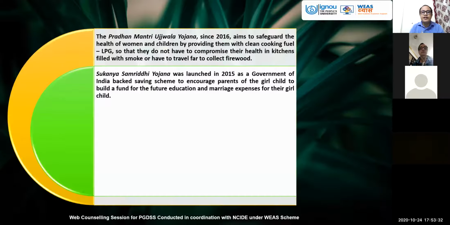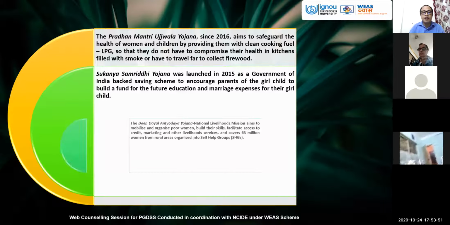Another is Sukanya Samriddhi Yojana, which backs the girl child, so that the parents of the girl child can secure a better future for her in terms of education and expenses for marriage. Under this Yojana, it is taken care of.